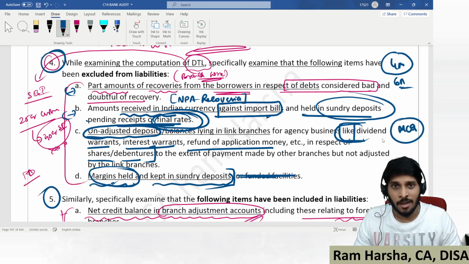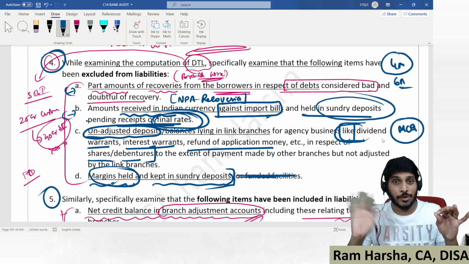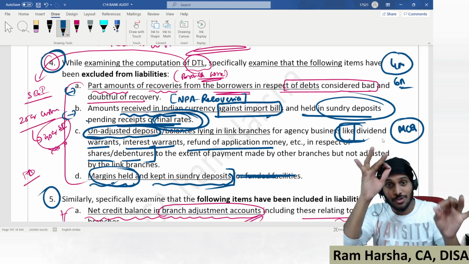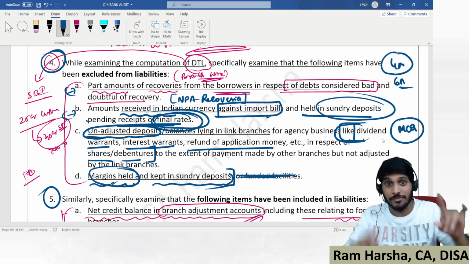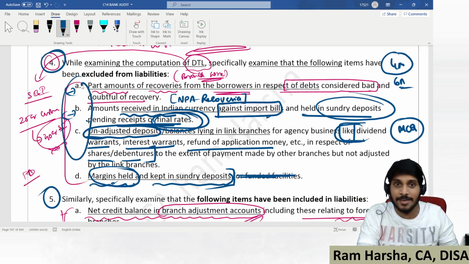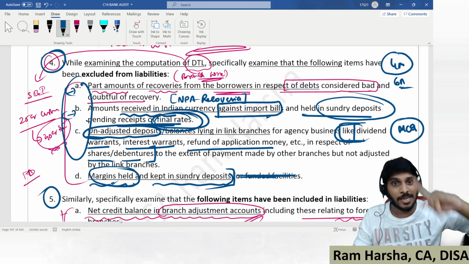How, sir? They may ask: which of the following is not excluded from NTDL computation? Not excluded means included. So they will give 3 items, and 1 item related to the 5th point. That 1 item is the answer, because that is what is included. Not excluded means what? Included.